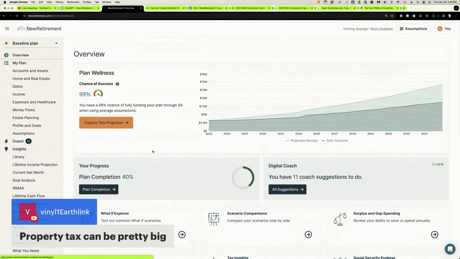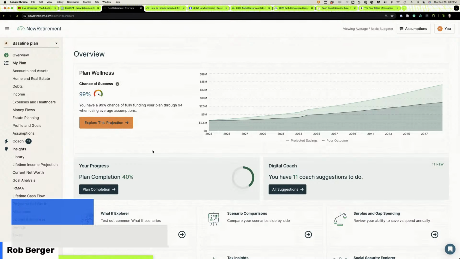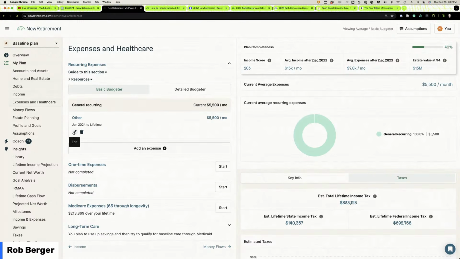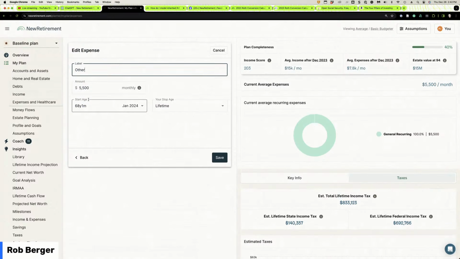Yeah, Vinyl points out, I guess this was in my comment, that it doesn't take out for property tax, right? But of course, you'd put it in as part of your expenses, right? And there's two ways to do that. If you go to expenses, it could just be part of whatever your monthly expenses are that you've calculated, and they can include property tax, right?